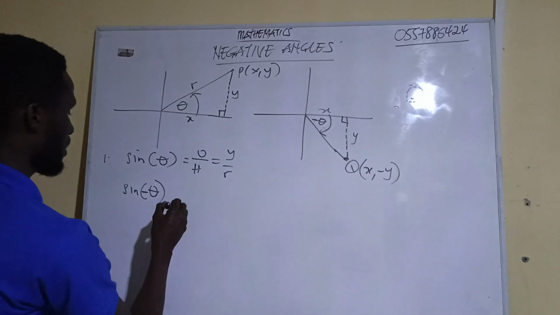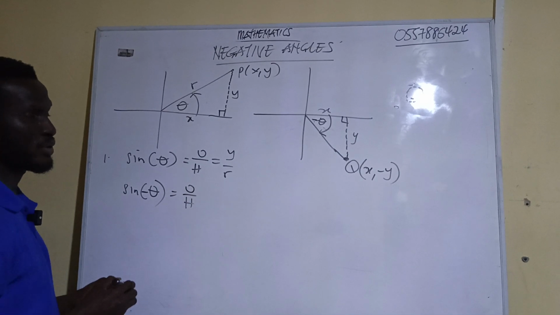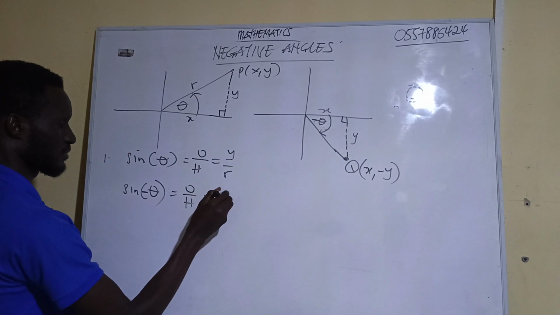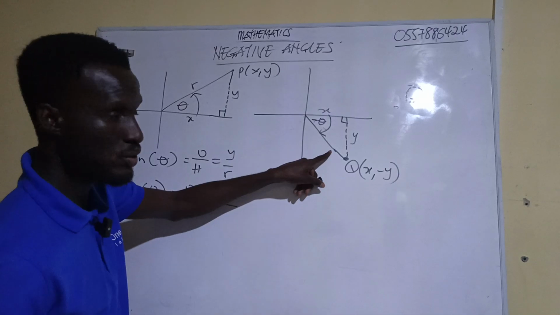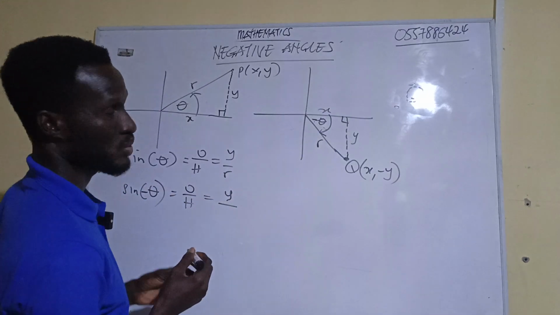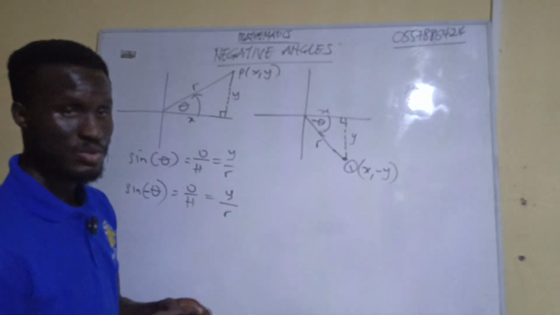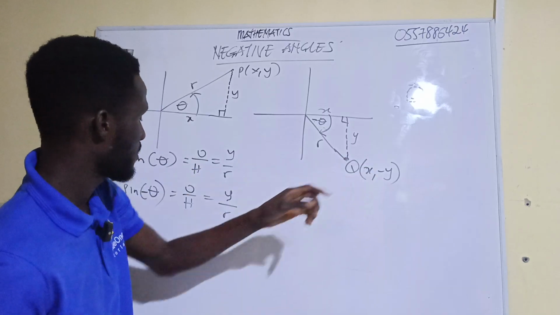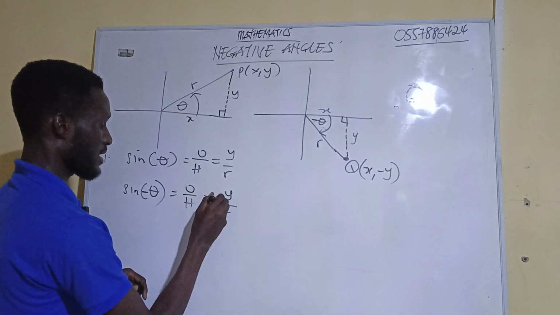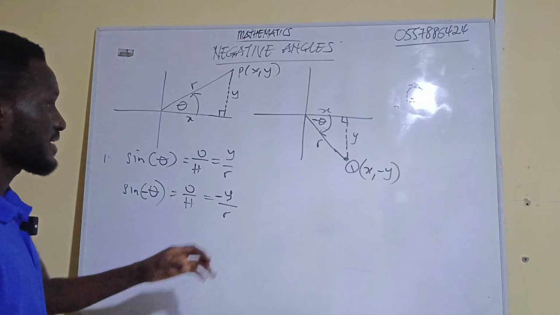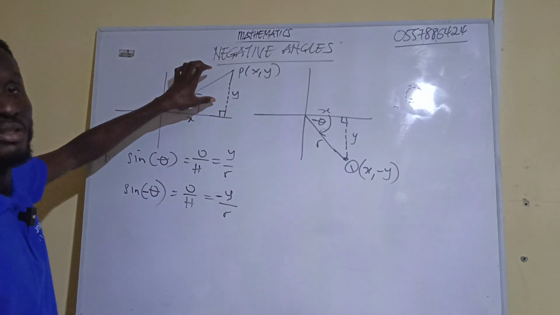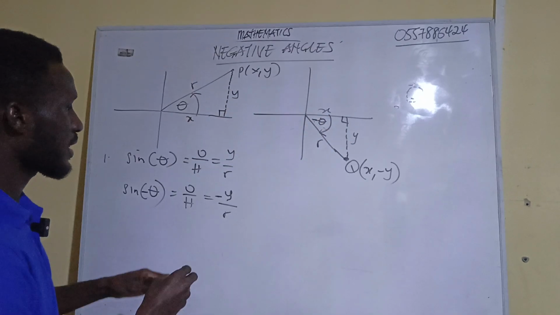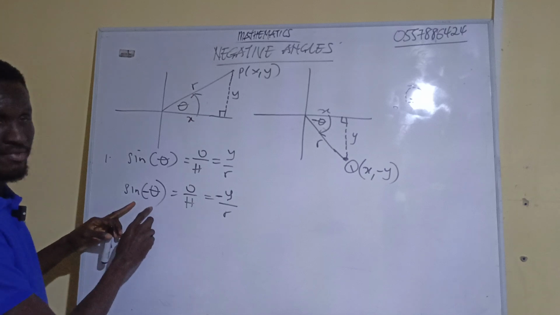Now, from this diagram, I can find sine of negative theta. Don't forget, sine is also opposite over hypotenuse. Which one is the opposite? The opposite is y over the hypotenuse. Let me use r to represent the hypotenuse. In this particular quadrant, don't forget that the y here is negative, so since the y is negative, I need to negate this one. Now, this one is a negative angle, and this one is a positive angle. Clockwise, and this one is anti-clockwise. Look at the direction.